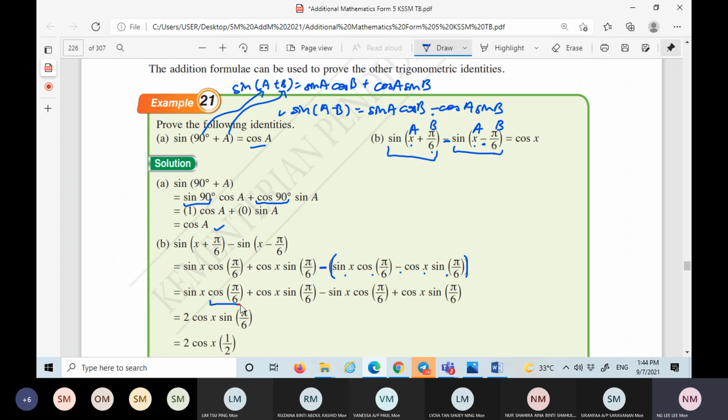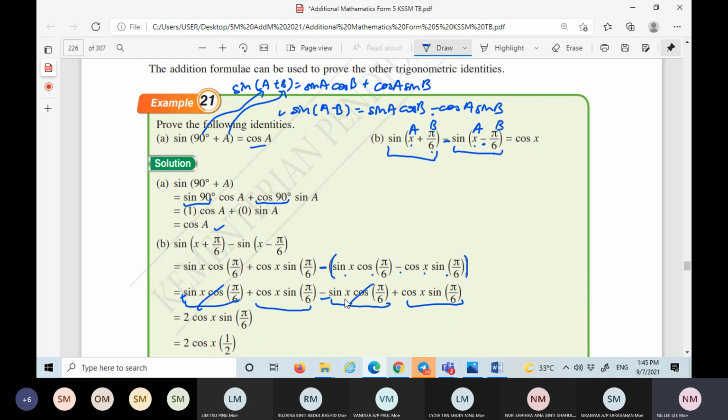Before that, I want to say, press calculator. You see this one and this one: sine X cos pi over 6, sine X cos pi over 6. One positive, one negative, so this one is 0. Next, this and this: cos X sine pi over 6, cos X sine pi over 6.